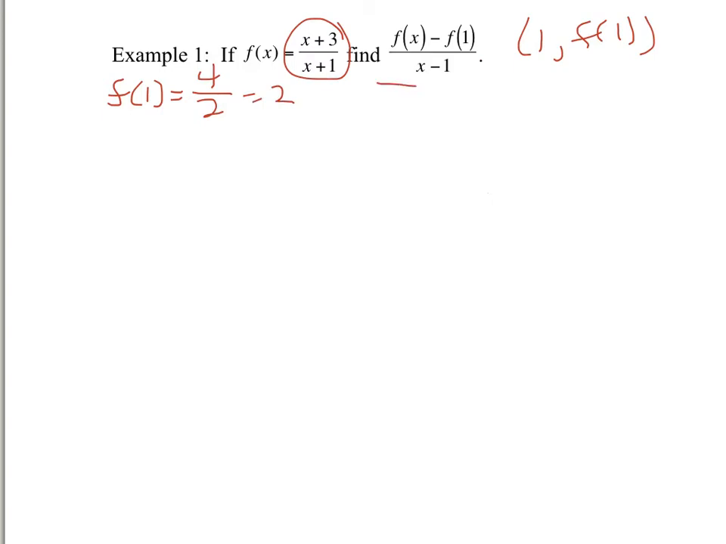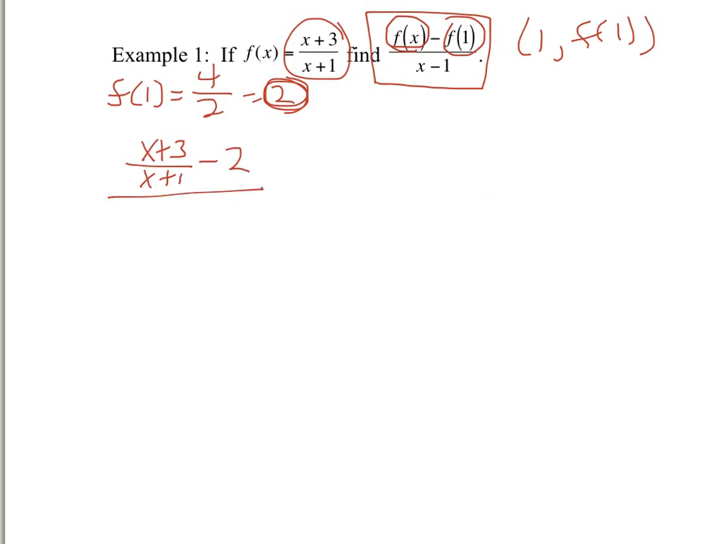Okay, so I'm just going to follow this formula right here. Now, f of x, I'm going to substitute f of x with what the f of x value is, which happens to be x plus 3 over x plus 1. Then I'm going to subtract from that what I just found for f of 1. Well, f of 1 we found was 2. So I'm going to subtract 2. Now, all of that is over x minus 1. And the most common thing to do is forget, because you already have a fraction in there, you forget to keep it all over x minus 1.